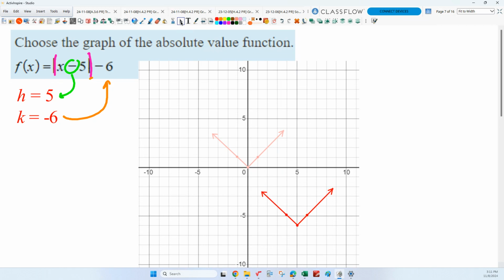Okay? How would I graph this on the assignment? Let's practice one.